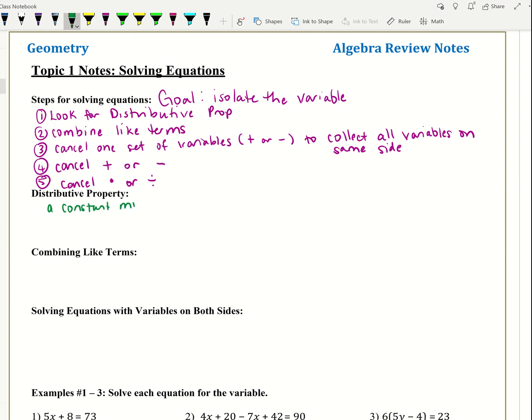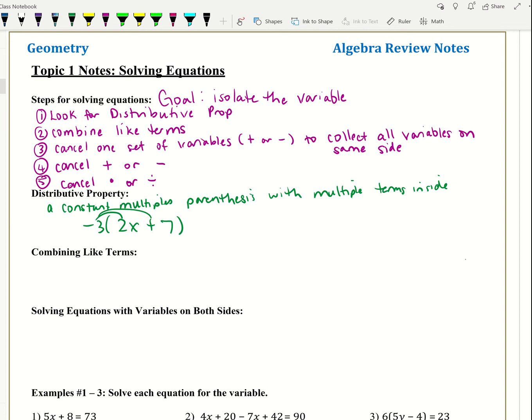Now, the distributive property is when a constant multiplies a variable or multiplies parentheses with multiple terms inside. It might look something like this: -3 times (2x plus 7). You'll probably remember it when you see those markings, which are great ways to help us understand that we are multiplying. You want to multiply the -3 times 2x and the -3 times 7. And that's an example of using the distributive property.